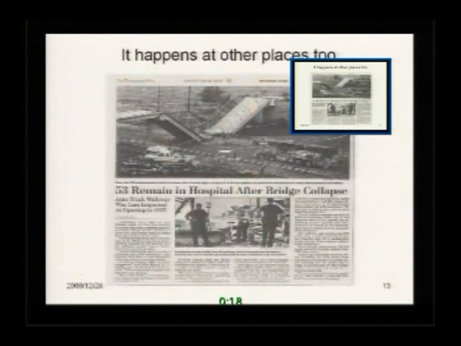Here is another bridge, which is a relatively new bridge. But fortunately, this is not even for cars. This is for pedestrians. Yeah, but it collapsed. And this bridge actually was inspected the year before, but it still collapsed.